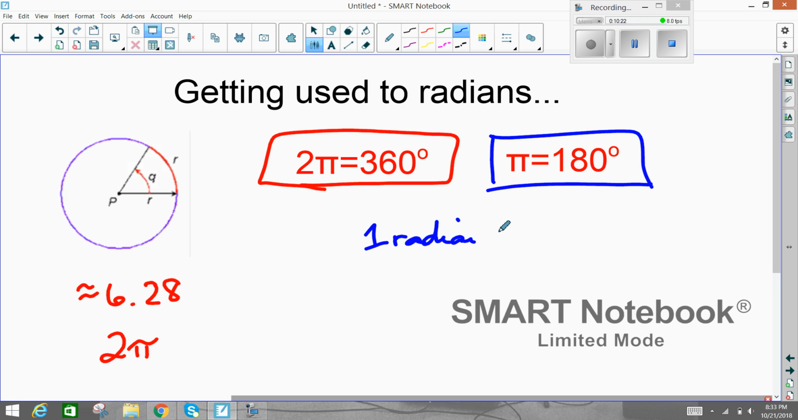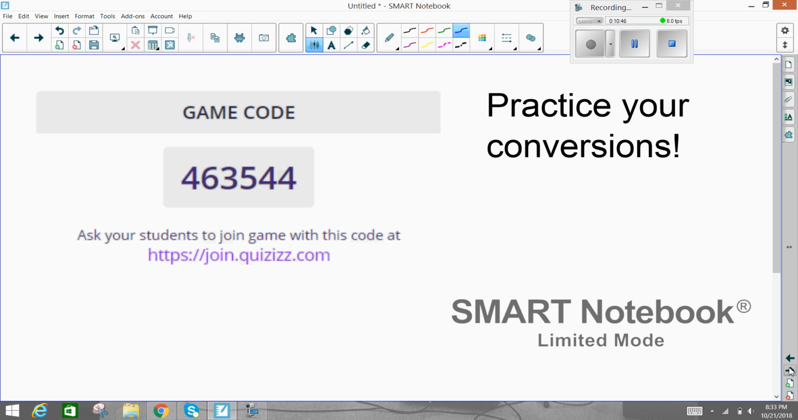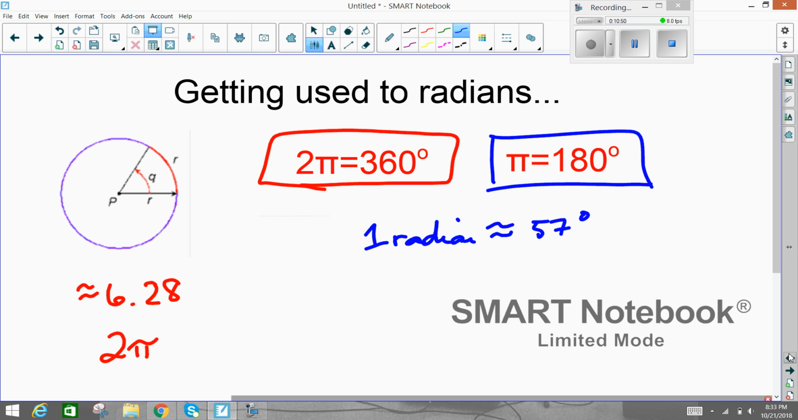1 radian is about 57 degrees. Okay? It's between 57 and 58 degrees. And this all makes sense, because it takes 2 pi to get all the way around the circle. It takes 360 degrees to get all the way around the circle, so those two things are equal. And that's fabulous. So, oops, it's not time to practice our conversions yet.